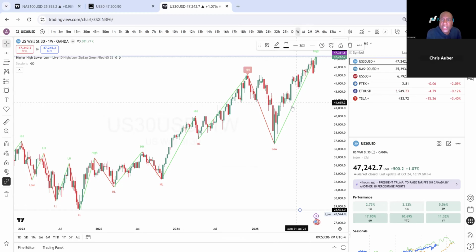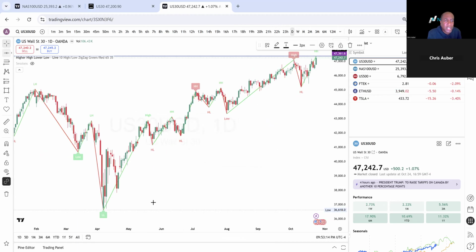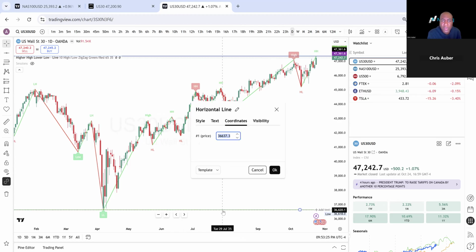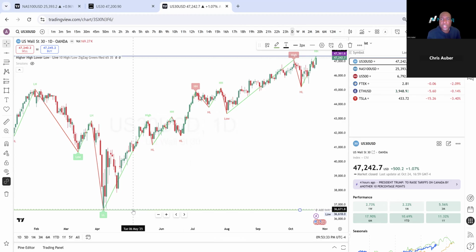Okay. All right. Next thing that we are going to do, going to the next time frame, which is going to be my daily. We do the same thing here on my daily. Here's my support. Change the color to green. And the daily is 36,618. That's my daily support line.